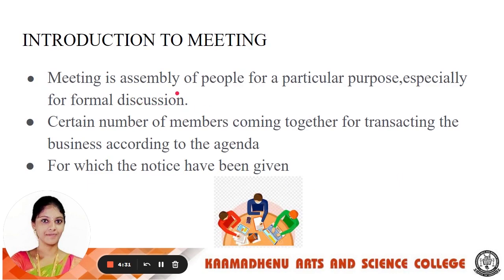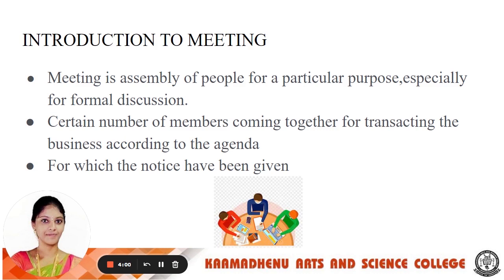A meeting is an assembly of people for a particular purpose, especially for formal discussions. So a number of people join hands together, come for a particular purpose, and discuss formal issues or formal proceedings. That is called a meeting. Then, a certain number of members come together for transacting the business according to the agenda. That agenda means what we have to discuss in the meeting.